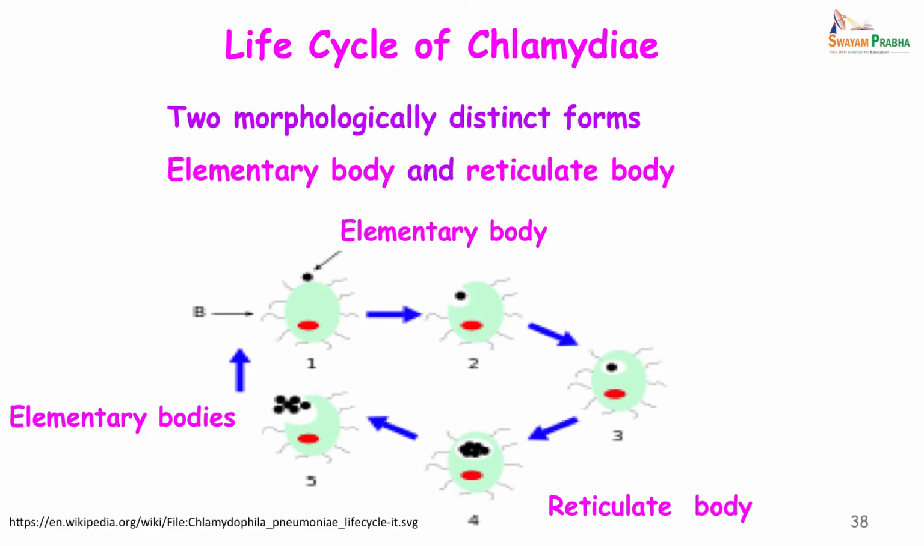Chlamydia exist in 2 morphological forms. We have the infective elementary body and the reticulate body, which multiplies by binary fission. The elementary body comes in contact with the cells of the respiratory system and is ingested by endocytosis. Within this vacuole, it gets converted into the reticulate body, which multiplies by binary fission and releases multiple elementary bodies which are infectious and will then infect the surrounding cells.